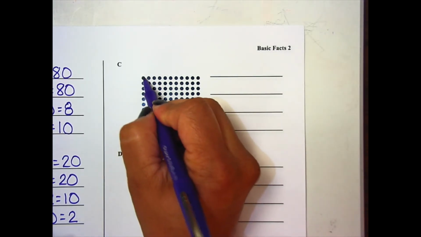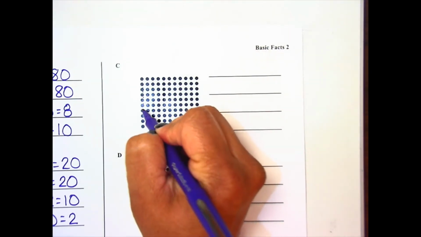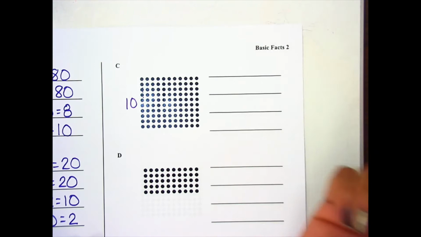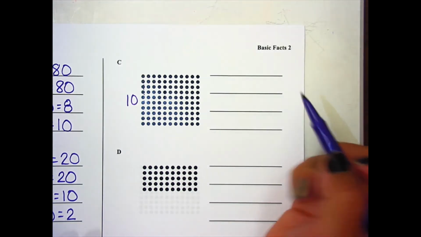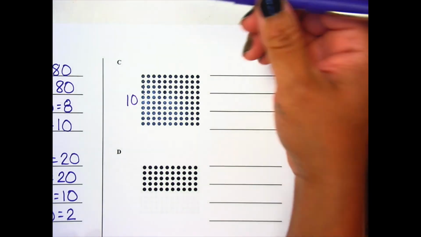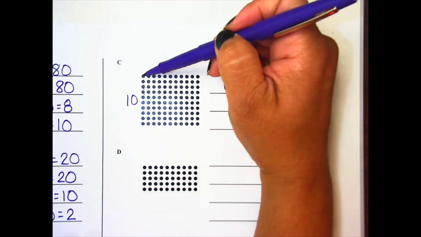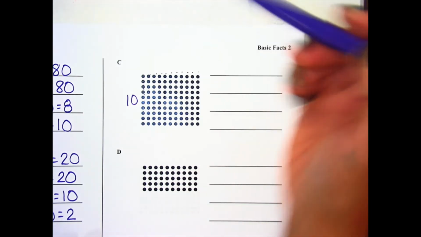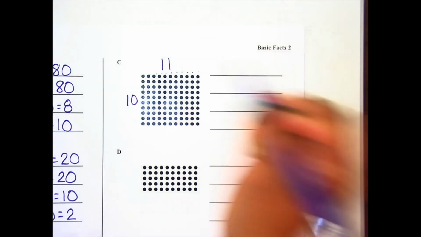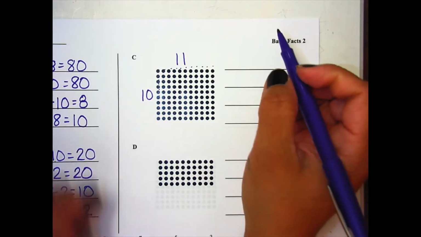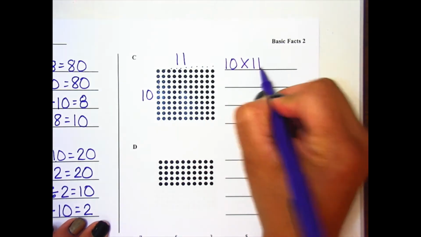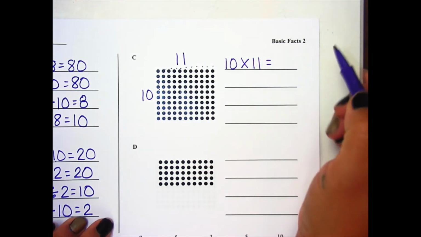Our rows are 1, 2, 3, 4, 5, 6, 7, 8, 9, 10. And make sure you label your rows and columns. I forgot to do that on my other video. So make sure you're labeling your rows and columns. 1, 2, 3, 4, 5, 6, 7, 8, 9, 10, 11. So 10 times 11 is 110. 10 times 11 equals 110.